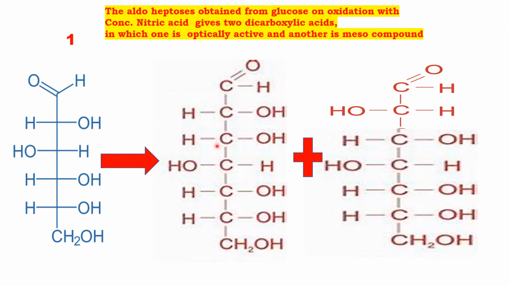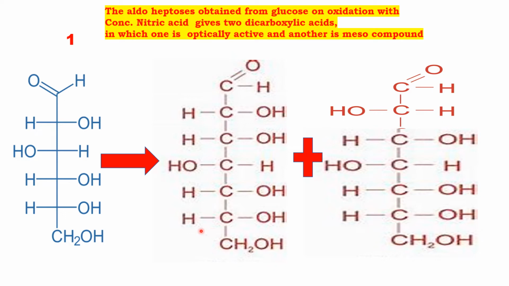Now I am taking the optical activity. The aldoheptoses obtained from glucose on oxidation with concentrated nitric acid give 2 dicarboxylic acids. One is optically active and another is meso. Now see here, we know for any compound to show optical activity, the compound should not have any symmetry elements.